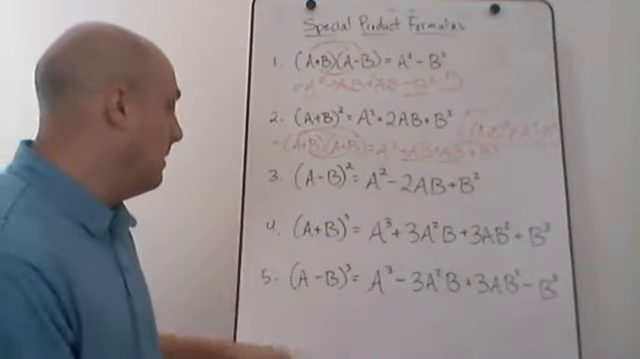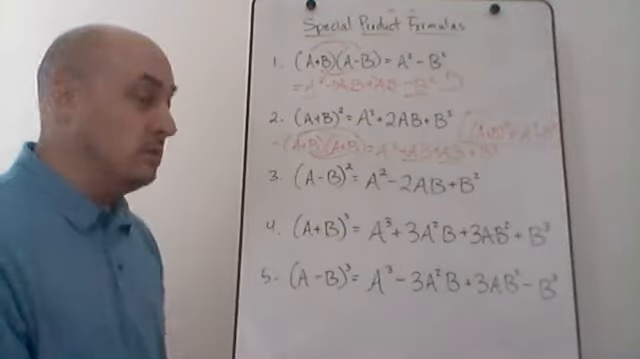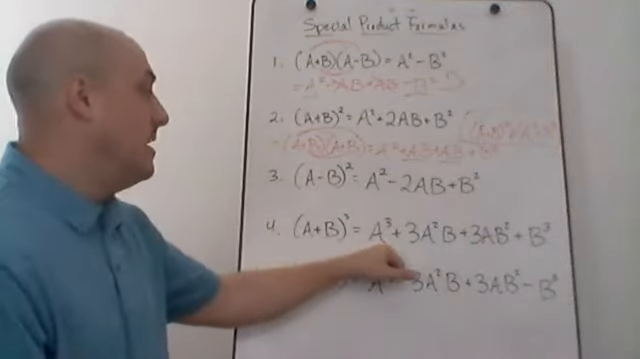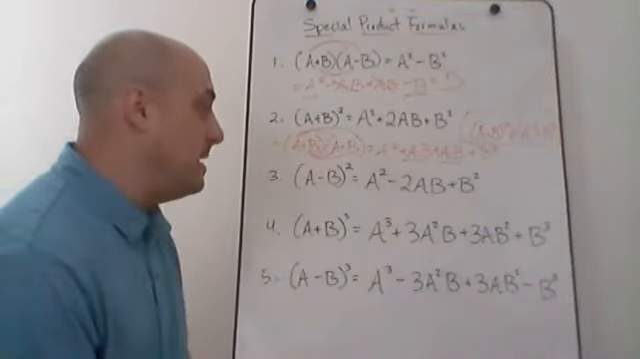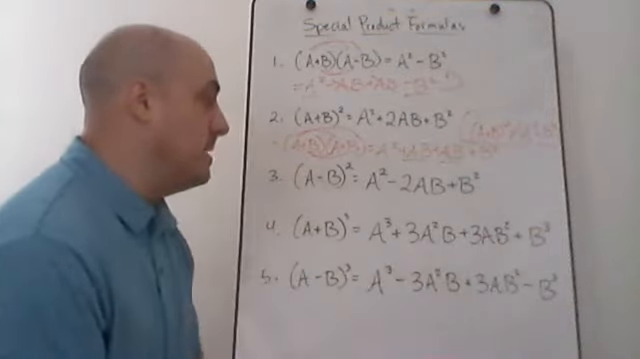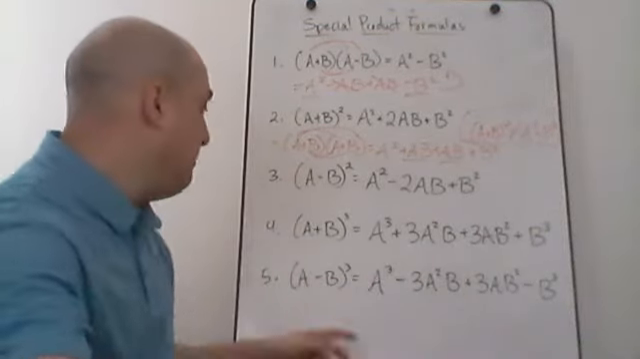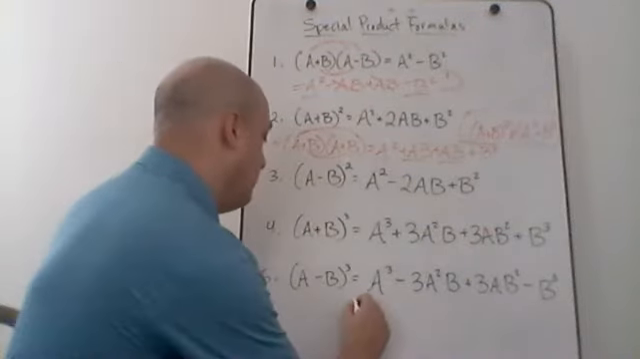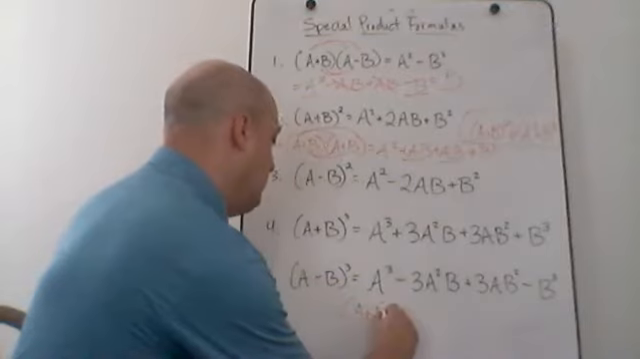Right, the last two up here are when we have a binomial raised to the third power. So if I have a plus b to the third power, that's a to the third plus 3a squared b plus 3ab squared plus b to the third power. Notice a plus b to the third power, it's not just a to the third plus b to the third.